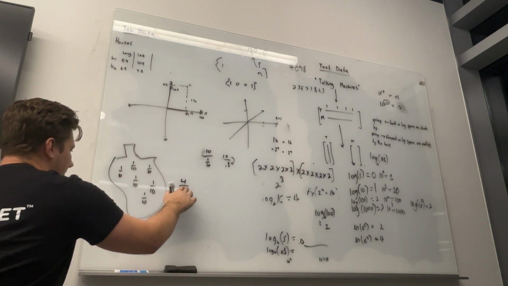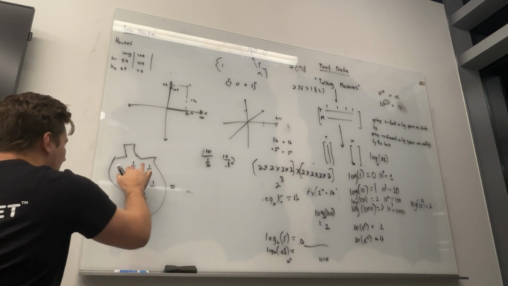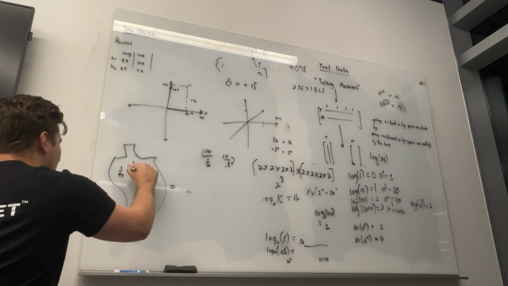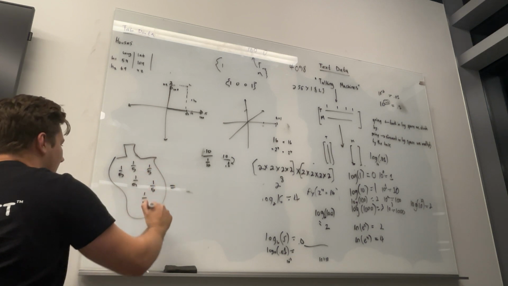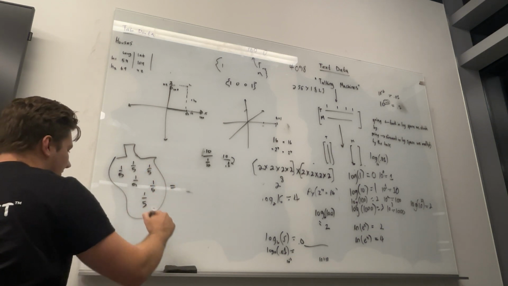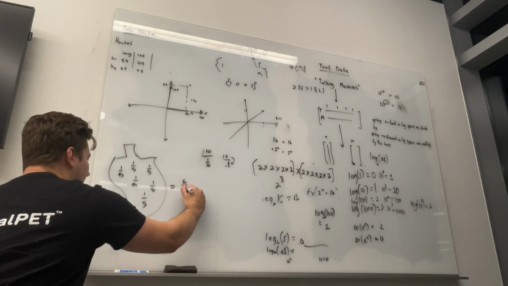let's make them all fifths. You're going to have to add a lot of 1/10ths to this bag. How many 1/5ths are there in here? 6 over 5. Yeah, 6/5.